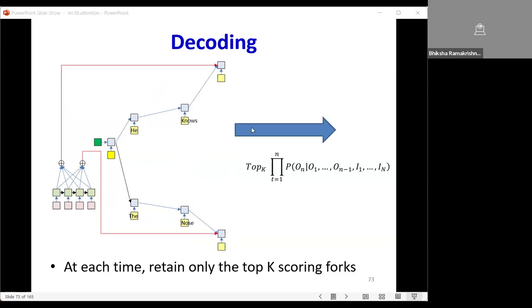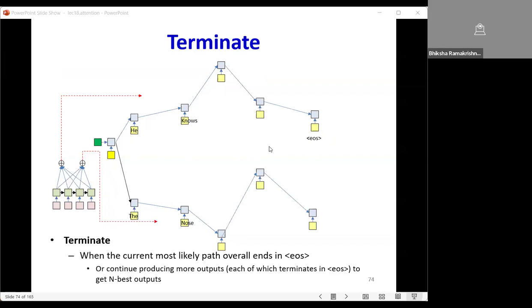And keep continuing. At each time, when you pick the top 2, you're not just picking the top 2 based on the local probability, but based on the product of probabilities down the entire path, which is what is being shown over here, because these are the 2 most probable partial hypotheses for which you have to factor in all the words on the path. And you can keep continuing this until the current most likely path ends in an end of sequence marker. Or you could continue to say, I'm going to produce the n most probable outputs, which is fine too. So is all of this making sense? The beam search. Okay.